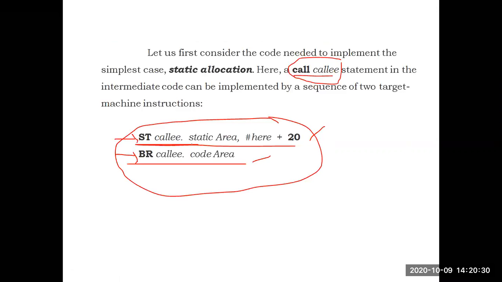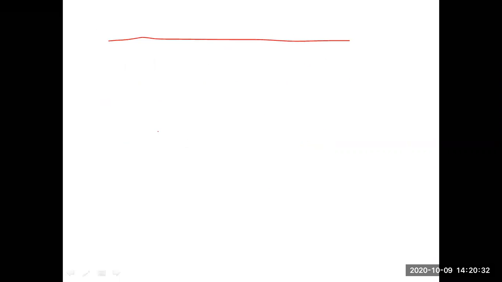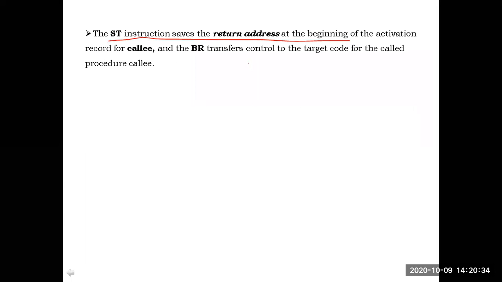What the store instruction will do is, the store instruction saves the return address at the beginning of the activation record for the callee. For the activation record of the function Callee, it will store the return address at the first location of the activation record of Callee. And branch BR transfers the control of the target code to the procedure of Callee.